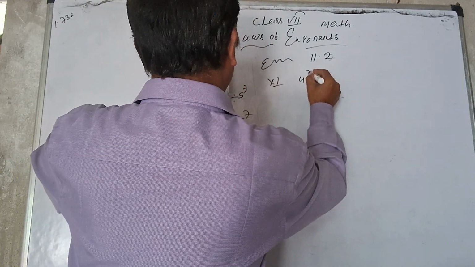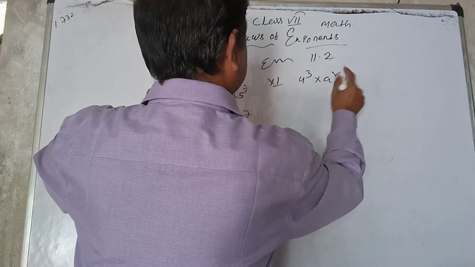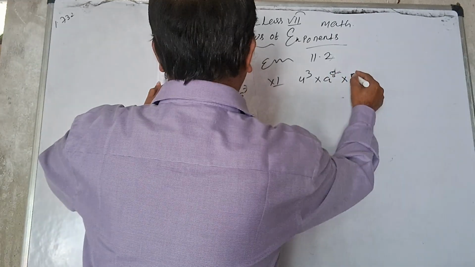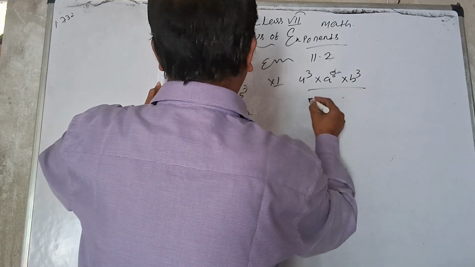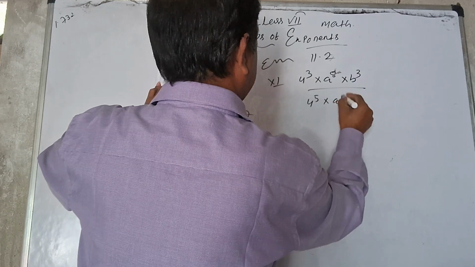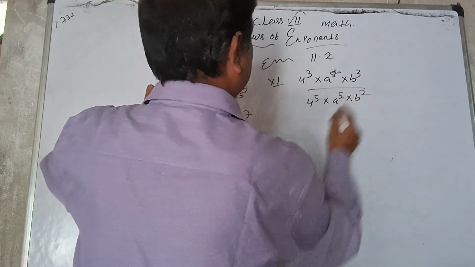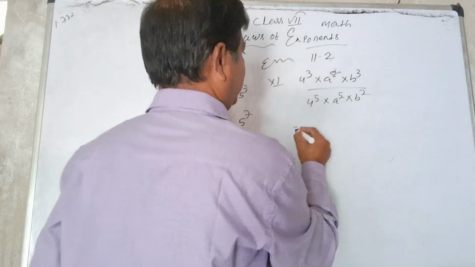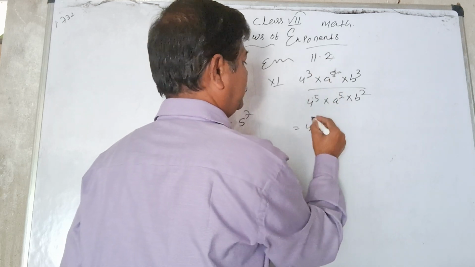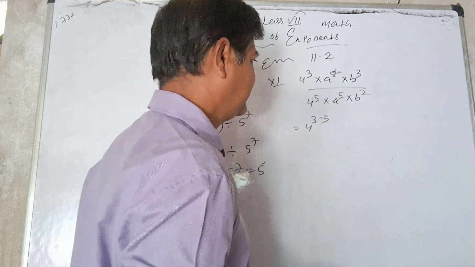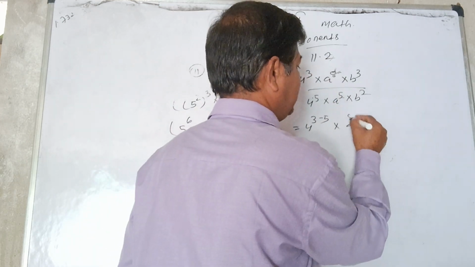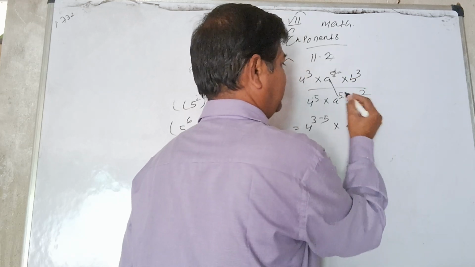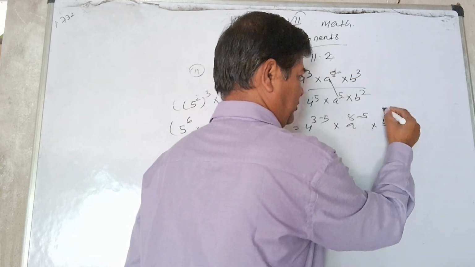4 to the power 3 into a to the power 8 into b to the power 3, divided by 4 to the power 5 into a to the power 5 into b to the power 2. What will be the answer? 4 to the power 3 by 5, that is 4 to the power 3 minus 5. Similarly, a to the power 8 minus 5, multiplied by b to the power 3 minus 2.